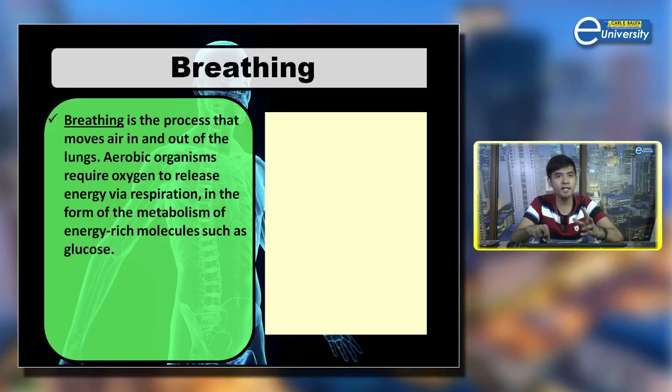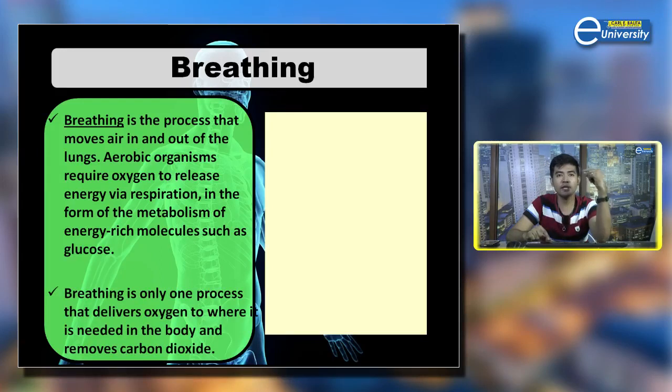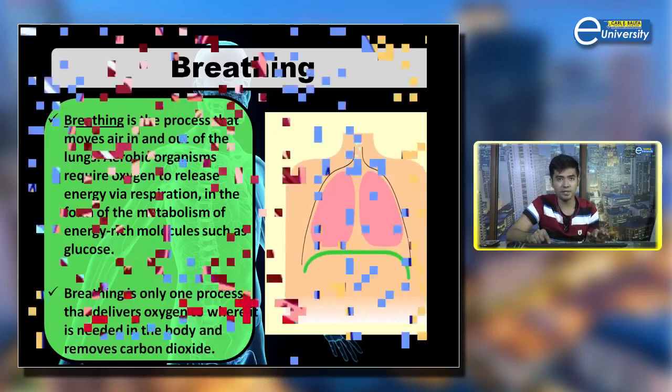The important process of inhaling and exhaling gases is called breathing. Breathing is the process that moves air in and out of the lungs. Organisms require oxygen to release energy via respiration, in the form of metabolism of energy-rich molecules such as glucose. That metabolism of energy-rich molecules is also called catabolism. Breathing is only one process that delivers oxygen to where it is needed in the body and removes the carbon dioxide.